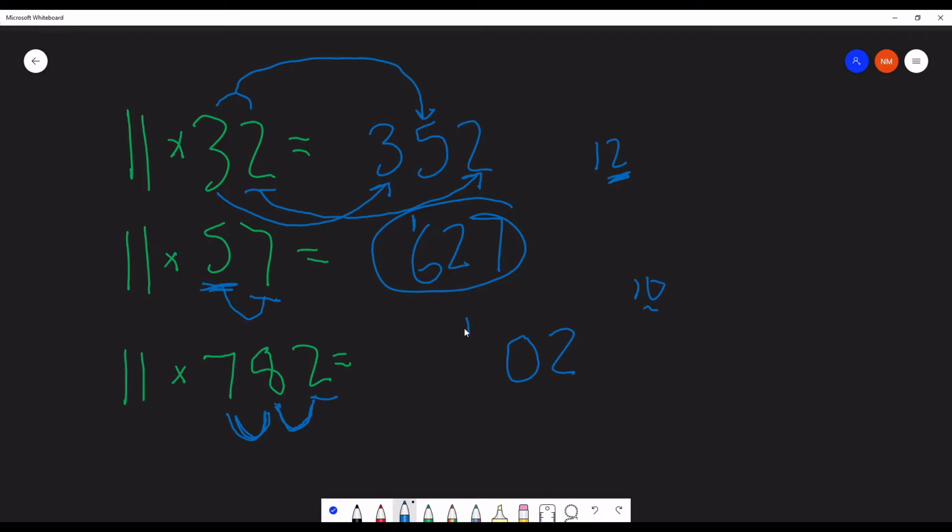Add the 1 that we carried over, is 16. So that means we have 16. Write down the 6. And then you carry another 1. And then finally we have a 7. And then we add this 1 that we carried over, and that's 8. So 11 times 782 is 8,602.